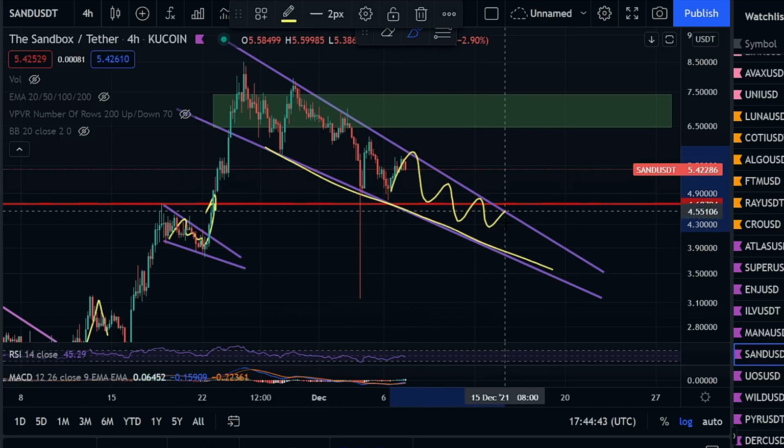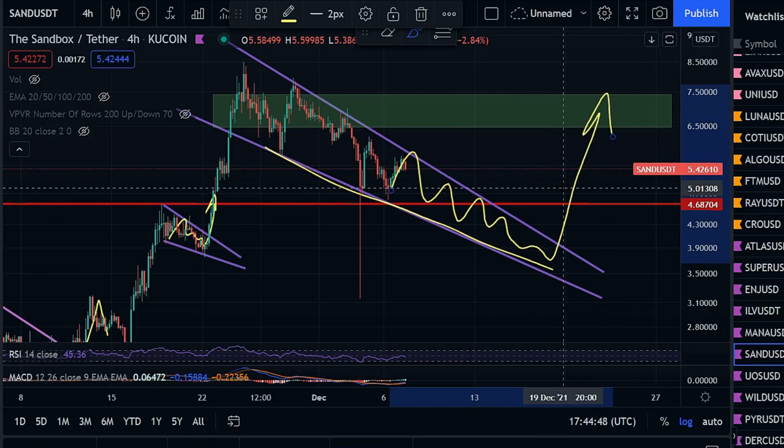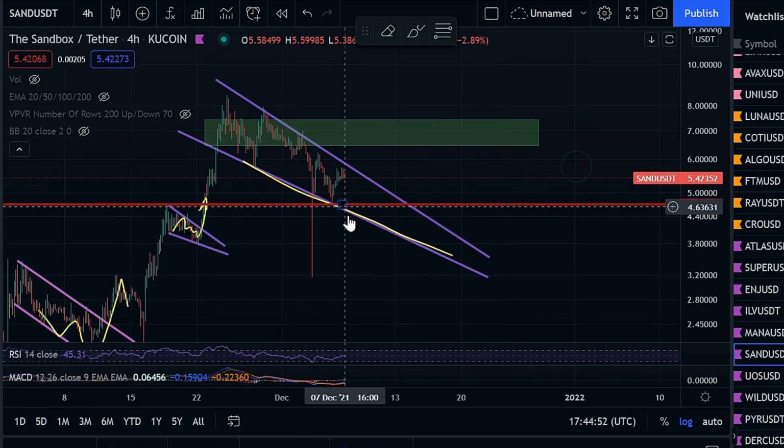Even if we just keep trickling down within this wedge for the rest of this month, I'm under the belief that we do start to see that breakout to the upside. There are two things that I personally do when we see the breakout to the upside.